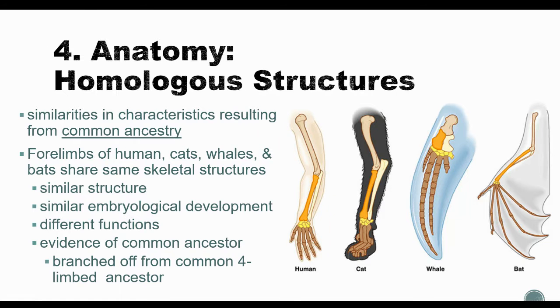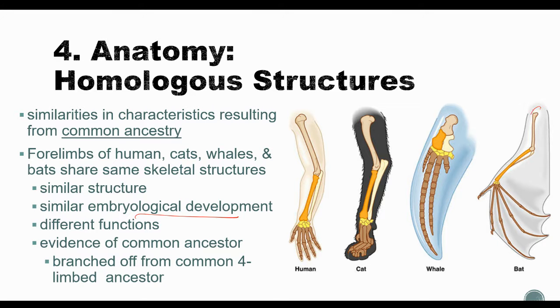Now we are going to talk about anatomy. There's a couple different ways we can look at anatomy and look at evidence for evolution. So first, there's similarities in characteristics resulting from common ancestry. So here we have forelimbs, all things that share common ancestry. They have similar structure, similar embryological development. So in the embryo, they look about the same, but they can have different functions.